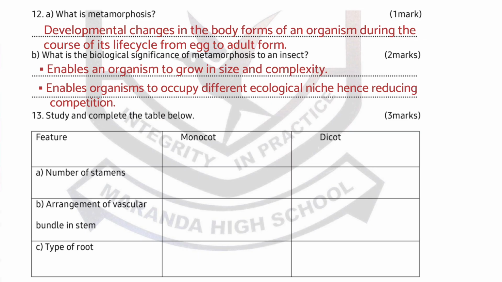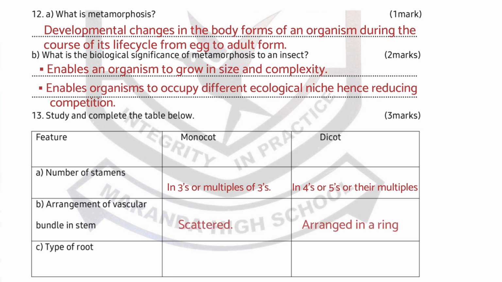Monocots can either have stamens in 3s or multiples of 3, so maybe 3, 6, 9, as such. Dicots, on the other hand, will either have them in 4s or multiples of 4, so maybe 4, 8, or it could be 5, 10 as such. Part B, arrangement of vascular bundles in stem. In monocots, the vascular bundles in the stem are scattered. In dicots, they are arranged in a ring. Part C, the type of root. Monocots have a fibrous root system. Dicots have a taproot system.